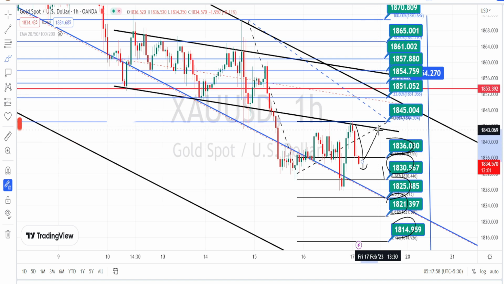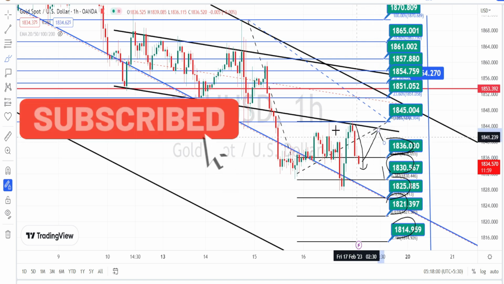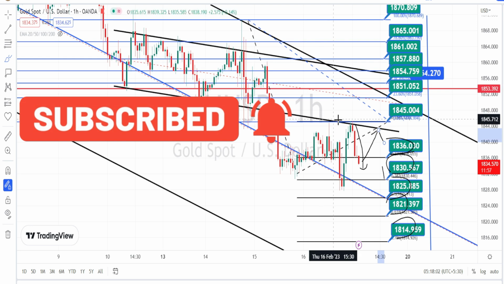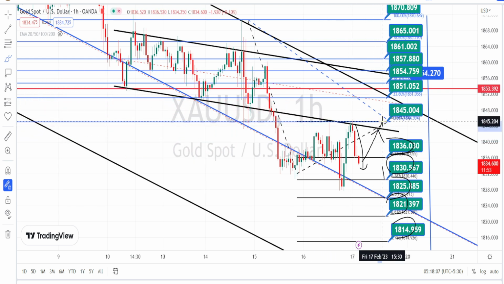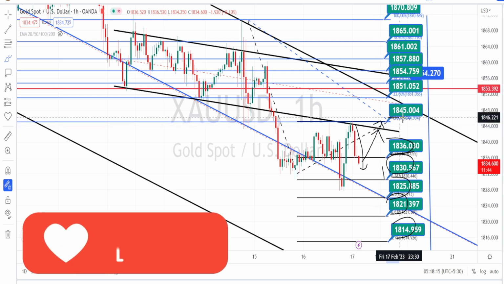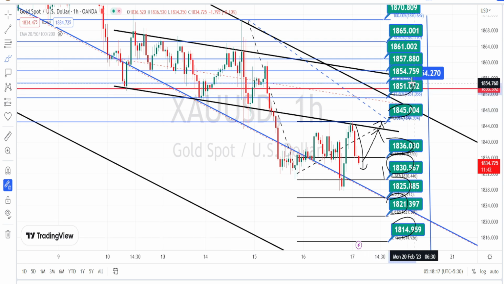And on the bullish side, if the price action breaks the resistance level of 1836 and bounces back on the bullish side retracement, the immediate resistance is going to be the bearish channel pattern resistance line from the hourly time frame. Once this resistance line is broken, next level of resistance is going to be the level of 1845, 1851, 1854, 1857, 1861, 1865 and 1870.